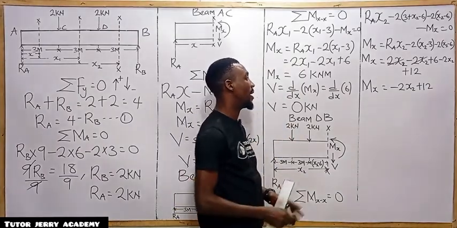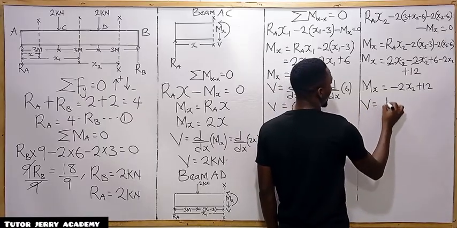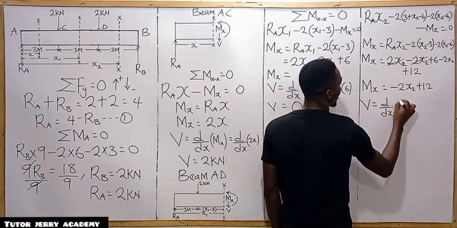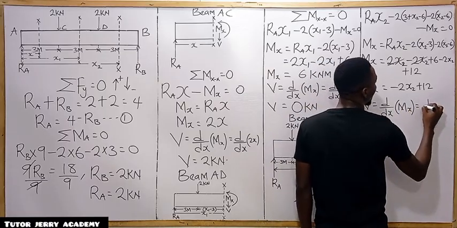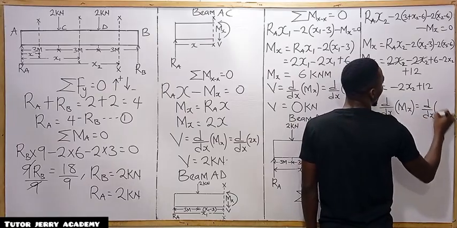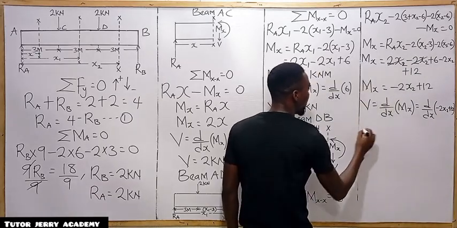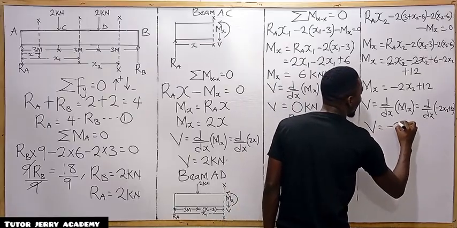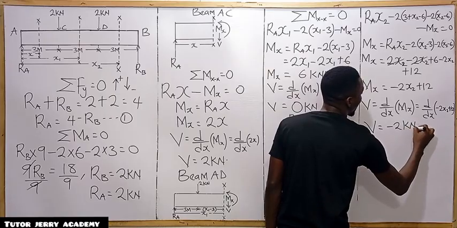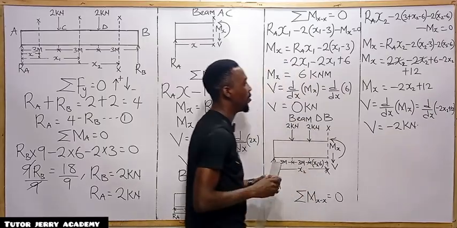All right, so now we can get our shear force now. So our shear force is d all over ds of MS, which is going to be d over ds of minus 2S2 plus 12. All right, so if you differentiate that, our V will be equals to minus 2 kilonewton. All right, so that is what we are going to have.